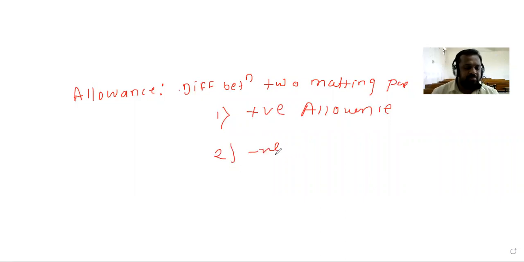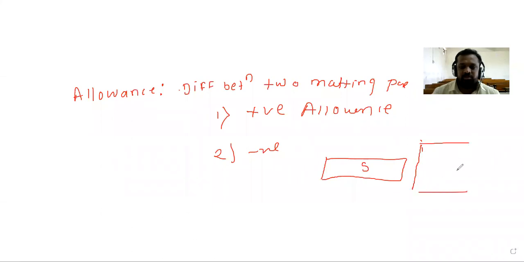You have to remember, if the shaft size is smaller and the hole size is larger, suppose this is the shaft and this will be the hole, if such type of arrangement is there, when the shaft size is smaller and the hole size is larger, that time it is called the positive allowance, and vice versa. When the shaft size is larger, like this.